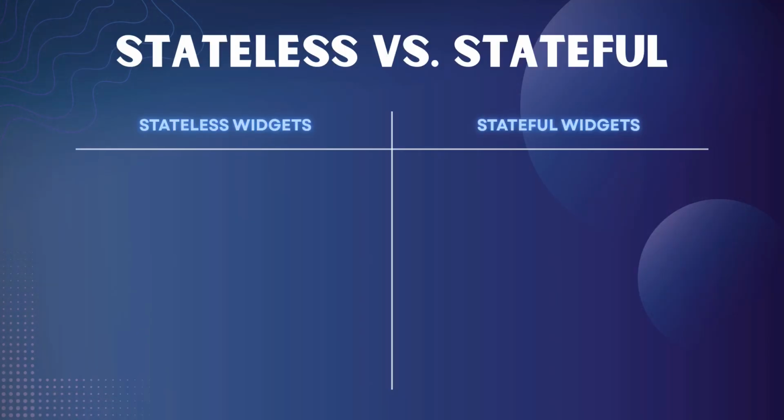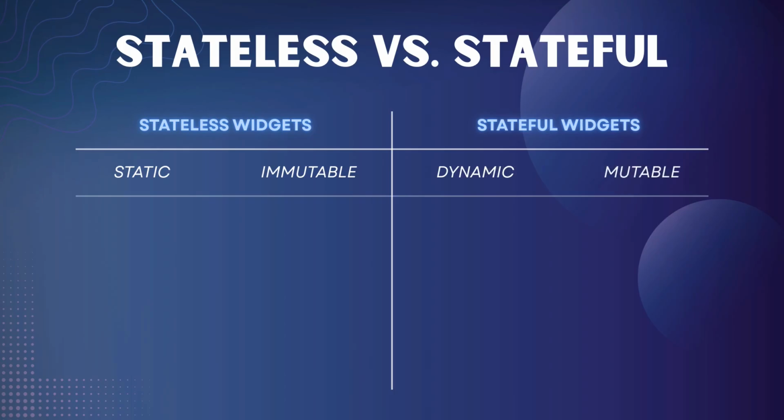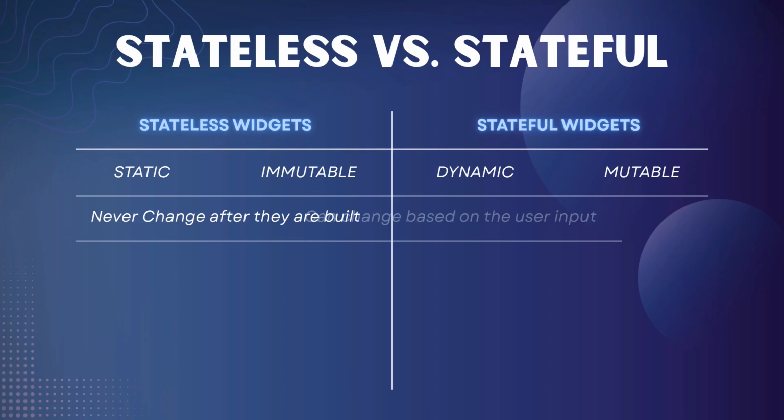Stateful and stateless widgets. The next crucial distinction divides all widgets into two families: stateless widgets and stateful widgets. Stateless widgets are static or immutable. Stateful widgets are dynamic or mutable. Let's see what that means. Stateless widgets can never be changed once they're built. So once a program runs, the stateless widget structure will never be changed throughout its life.